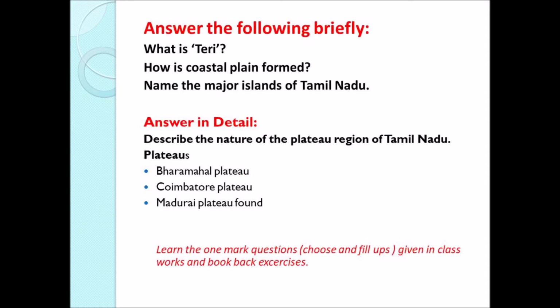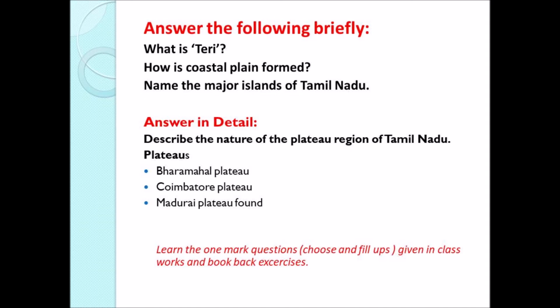Next, we will see some of the important short answers. Answer the following questions briefly. What is Teri? The sand dunes formed along the coast of Ramanathapuram and Thoothukudi districts are called Teri. Okay. And second one is, how is the coastal plain formed? The coastal plains of Tamil Nadu are also called the Coromandel or Cholamandalam plain, which extends from Chennai to Kanyakumari.